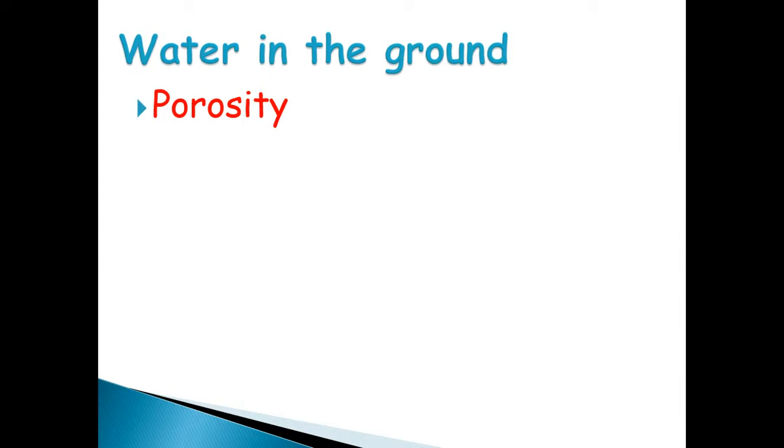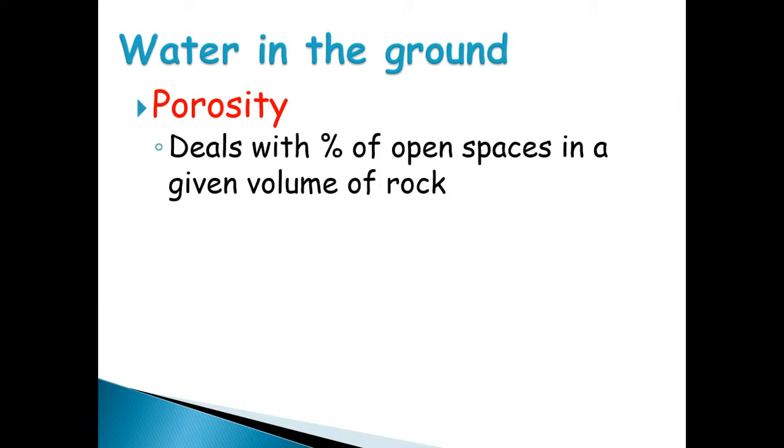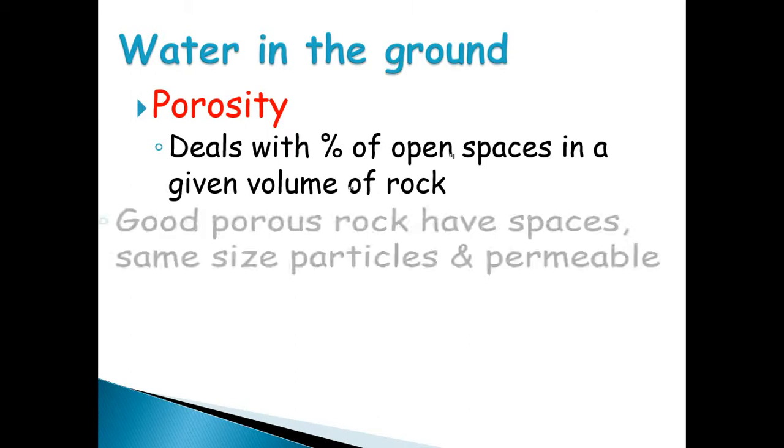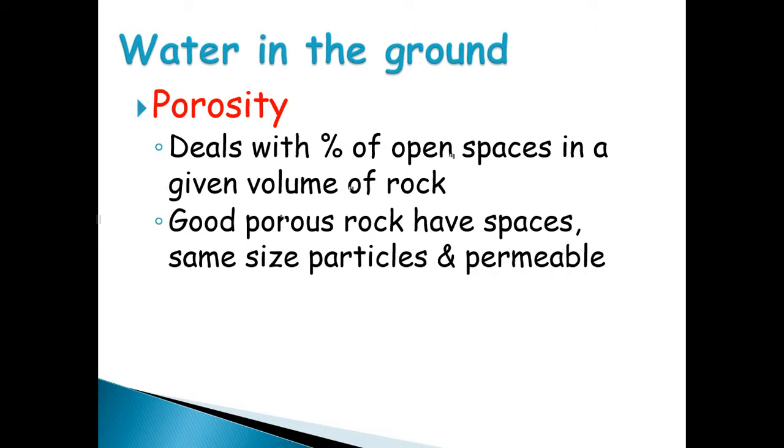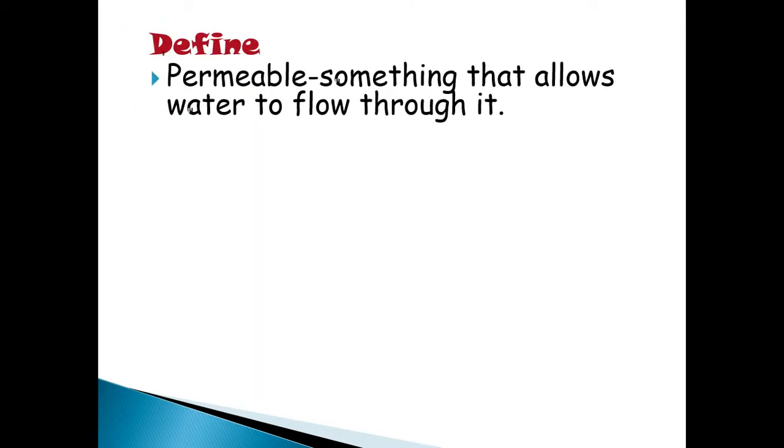A couple terms that need to be defined before we understand water in the ground are porosity. Porosity deals with the percentage of open space in a given volume of rock. Good porous rocks have spaces that are the same size and particles, and they're permeable. So what does permeable mean? Permeable is something that allows water to flow through it.